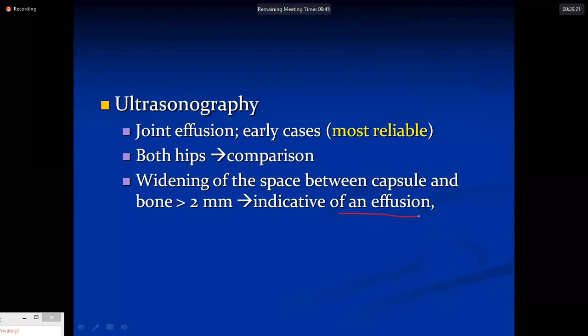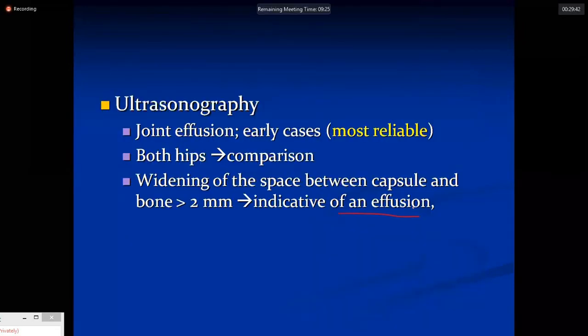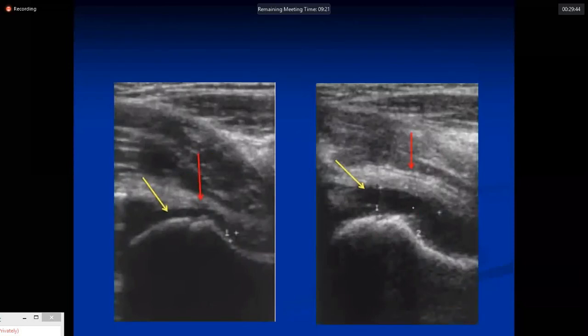If you do a Doppler, maybe the vascularity may be seen, but usually it only tells that there is some collection, and sometimes you may have to aspirate the joint to confirm what is present within it. In ultrasound, there will be thickening and widening of the space between the capsule and the bone.